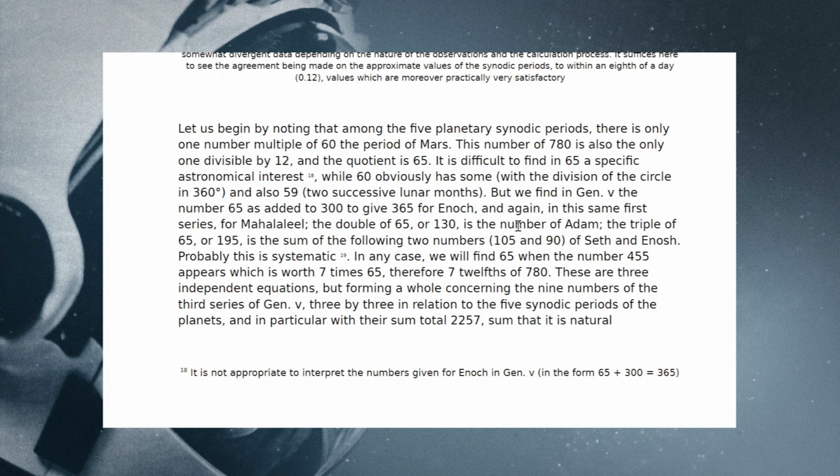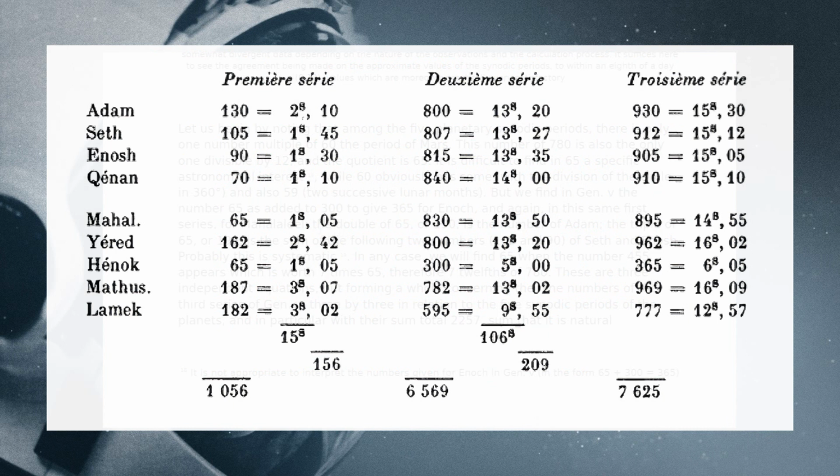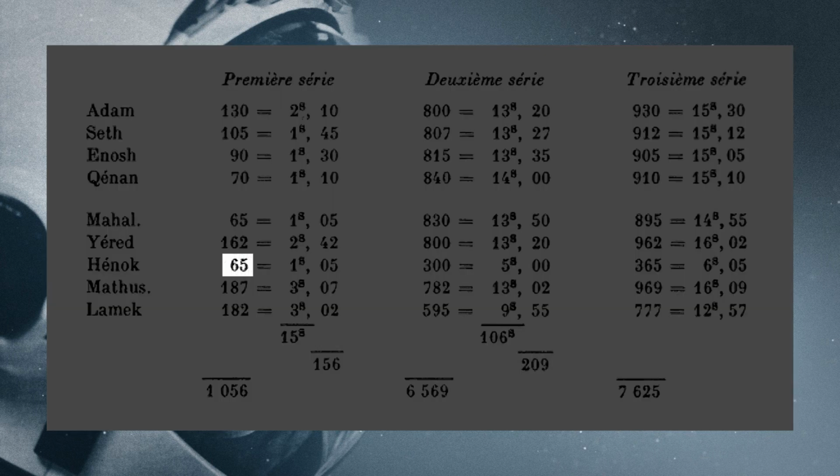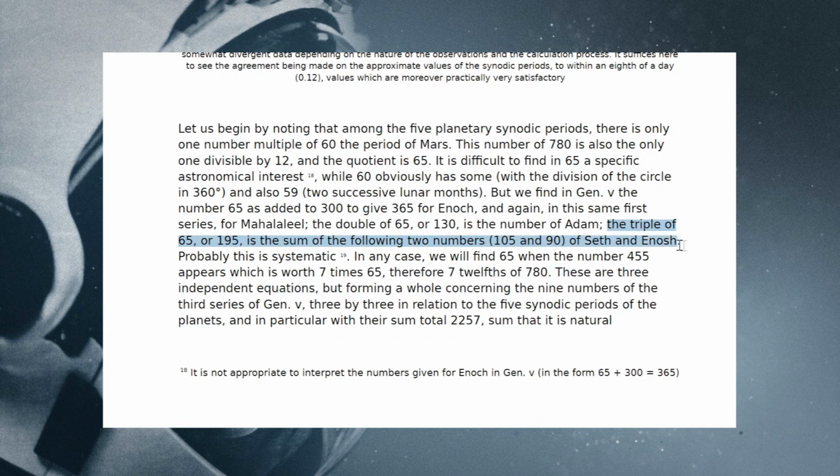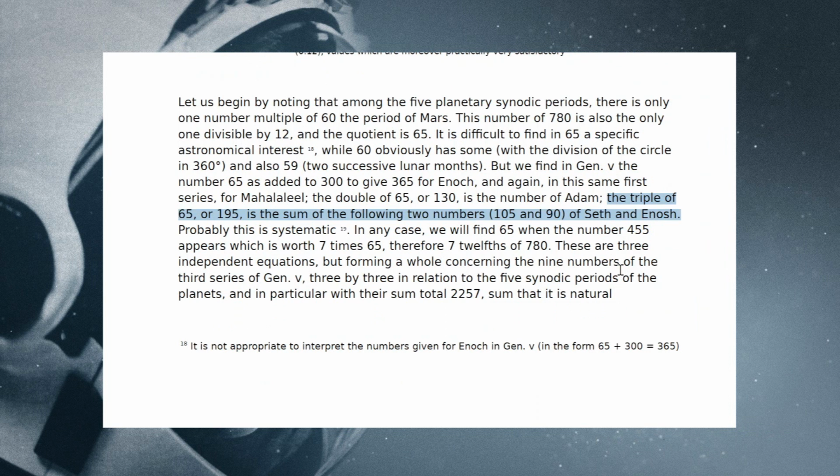But 65 does pop up in our ages in other ways, right? So 300 plus our 65 gives us Enoch's numbers. Also, we get the same number, 65, in Mahalalel's number. The double, which is 130, is the number of Adam. The triple of the number, 195, is the sum of Seth and Enosh. So there you have a lot of the numbers have some relation to the number 65 or its multiple. And he says this is probably systematic. In any case, we will find 65 when the number 455 appears, which is 7 times 65, therefore 7/12 of 780. I'm going to highlight this because this is going to become important, so keep that in mind.